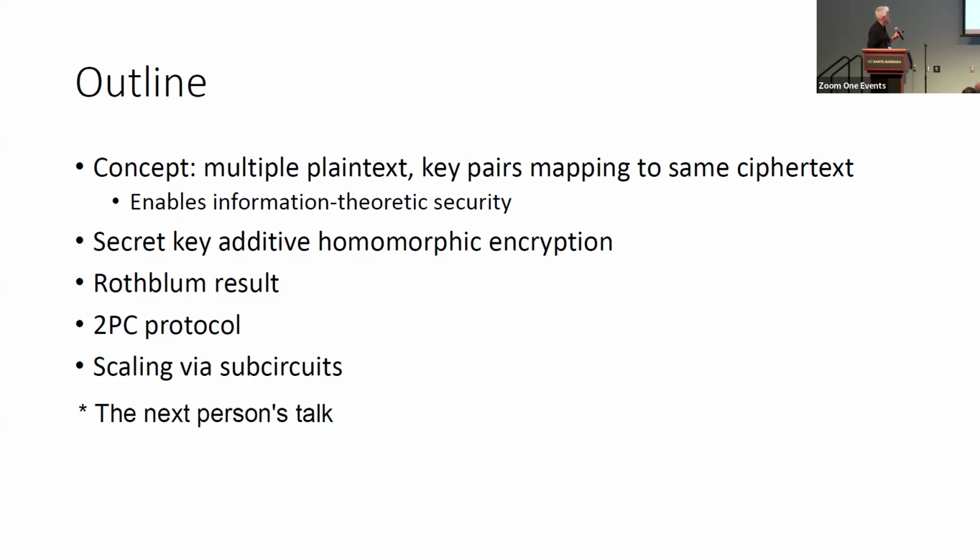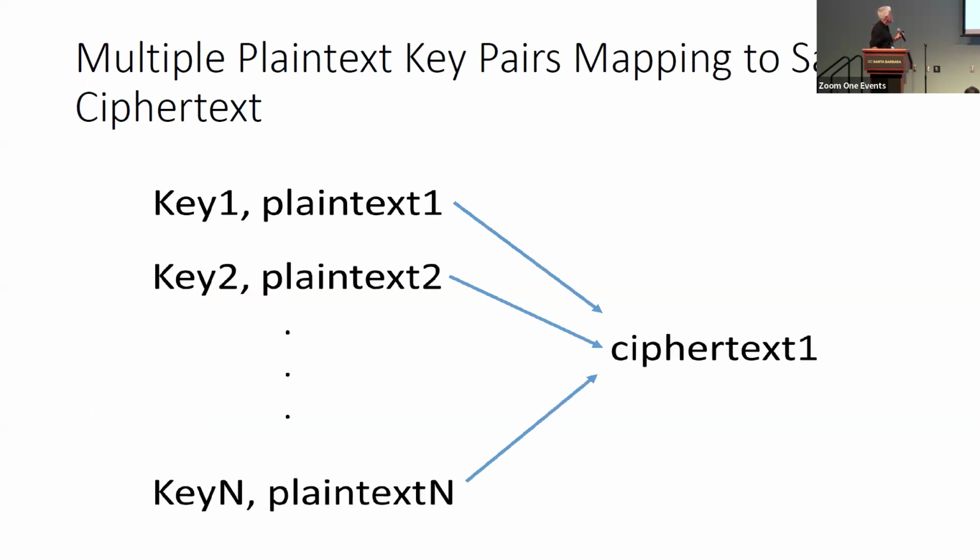And then there's the Rothblum result, which I'll discuss in a minute. And then you can get a two-party computation protocol from this. And then it can scale via encrypting separate parameters for sub-circuits. So this is the basic concept, multiple keys and plaintexts all mapping to the same ciphertext.